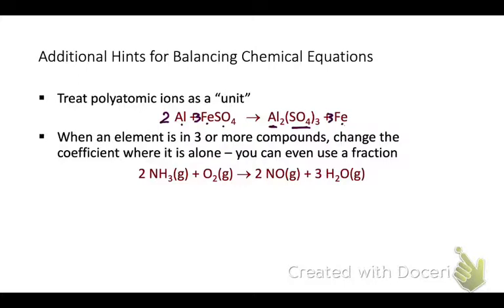Now let's check that I did my balancing correctly. On the reactant side, I have 2 aluminums. On the product side, I have 2 aluminums. On the reactant side, I have 3 irons. On the product side, I still have 3 irons. That's the check. On the reactant side, I have 3 sulfate. On the product side, I have 3 sulfate. I am done. All right. Now let's look at the next reaction here.